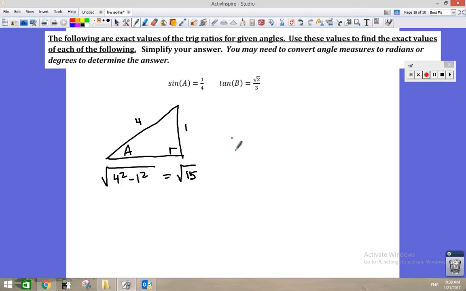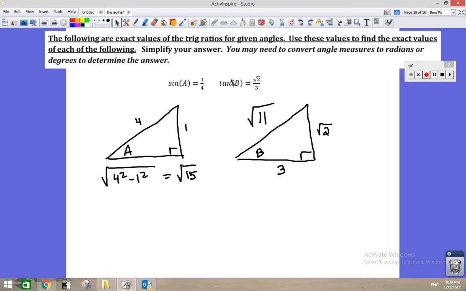And if we construct another right triangle with angle B, and we just use radical 2 and 3 as the opposite leg and the adjacent leg, if we square radical 2, that's 2. If we square 3, that's 9, and 9 plus 2 is 11. So by the Pythagorean theorem, the hypotenuse is the square root of 11.